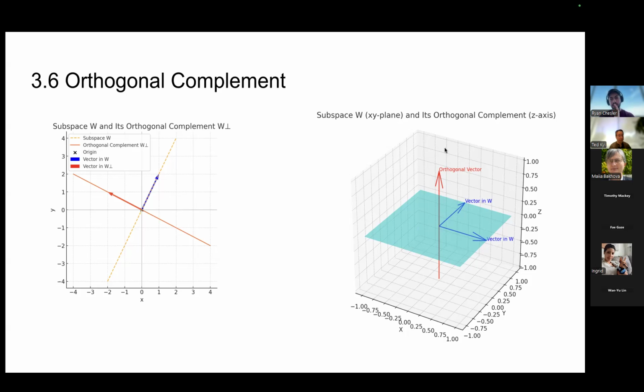And then we can also see this in 3D. So we have a 3D space that has XYZ, and then we have a subspace W that just has this vector and this vector defining it. And then we have another orthogonal complement, which is essentially the z-axis. Whatever you do along this z-axis is always going to be orthogonal to this other subspace W.